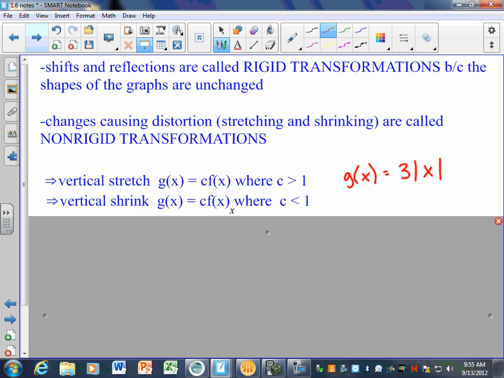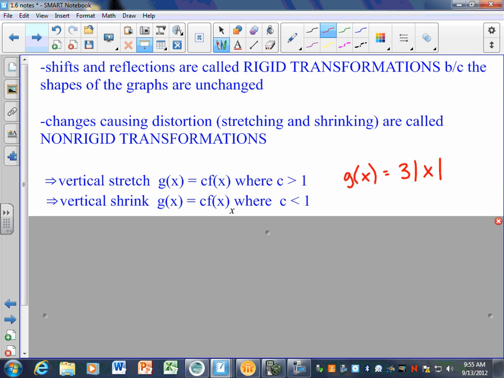And then horizontal stretch, horizontal shrink. A vertical shrink is also on the outside, but the difference is it's less than 1. And I really should say between 0 and 1, because we're not talking about negative numbers here. Remember what a negative does is it reflects your graph. So if you see a negative in front of that, that has nothing to do with a stretch or a shrink. It still would be a stretch by a factor of 2. The negative just means it's flipped over.